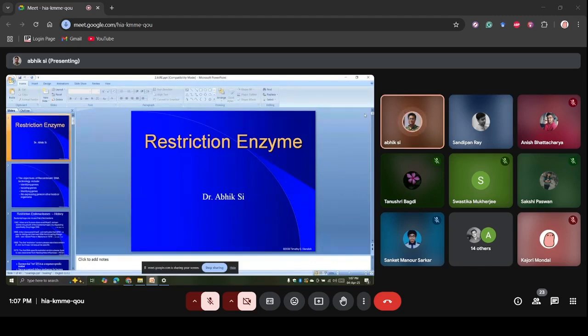Okay, so let's start. This is under your sixth semester syllabus, under plant biotechnology and genetic engineering. In unit 2, it is written in your syllabus: restriction endonuclease. So today I will try to give some concept on this particular enzyme. I think that you have a sound knowledge of DNA structure.